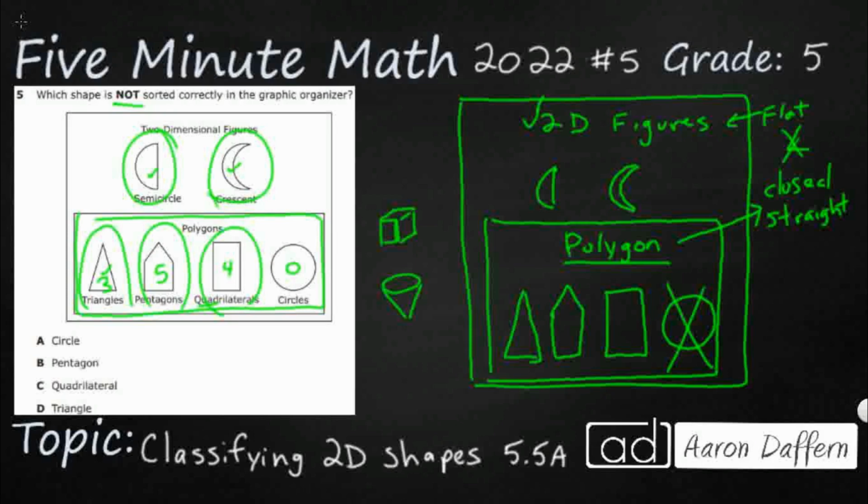So that's the one that is not sorted correctly. A circle is not a polygon. A.